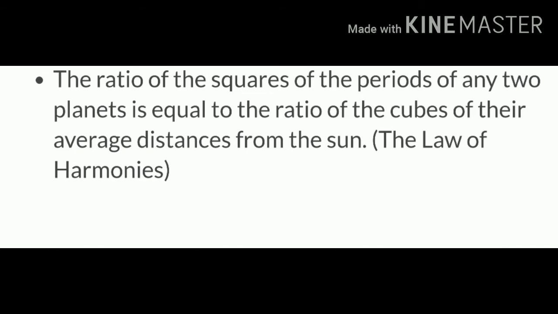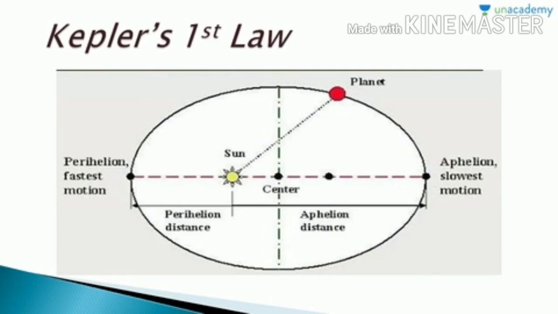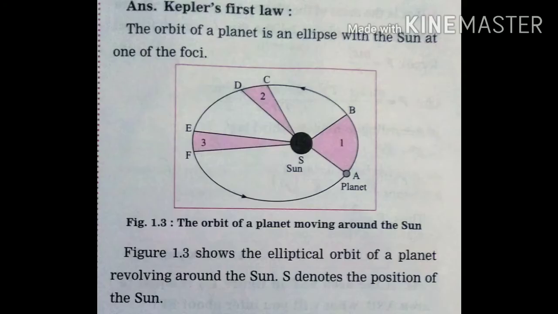At first, Kepler's first law: the orbit of a planet is an ellipse with the sun at one of the foci. The figure shows the elliptical orbit of a planet revolving around the sun. The position of the sun is indicated by S.